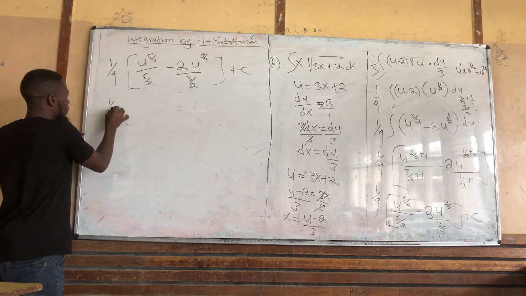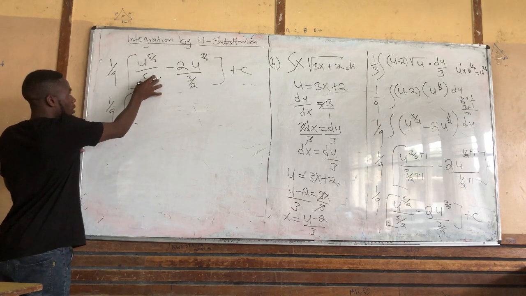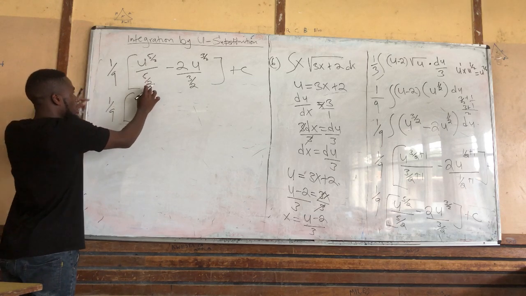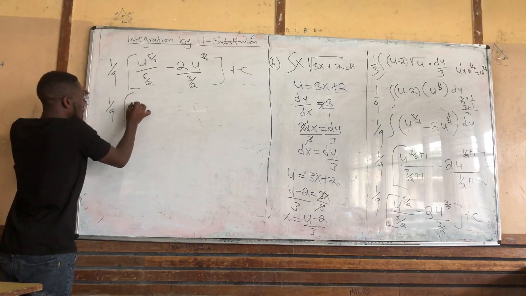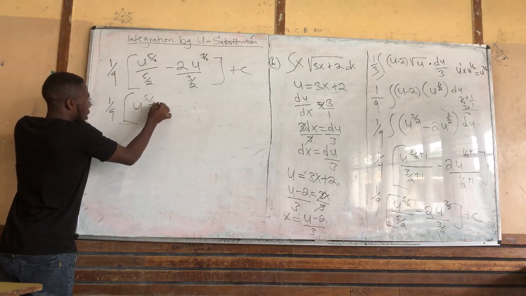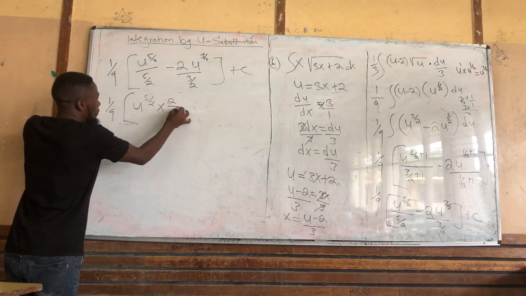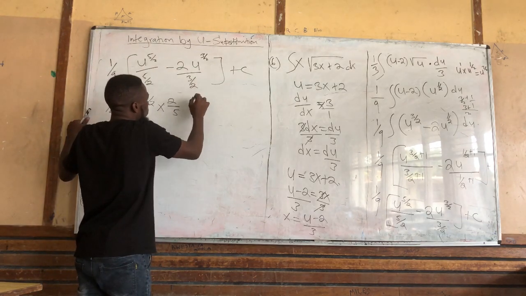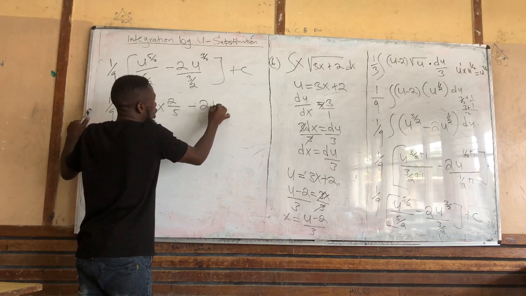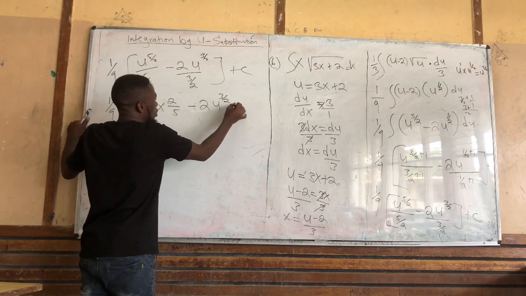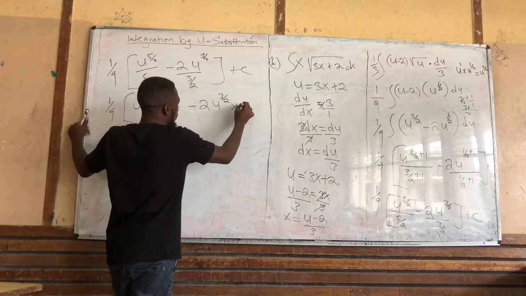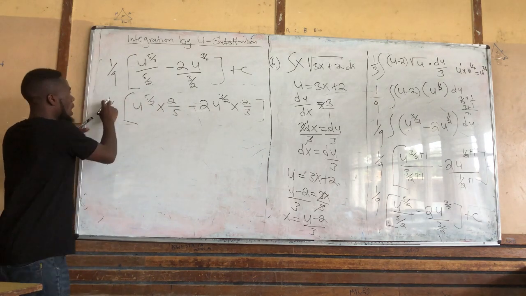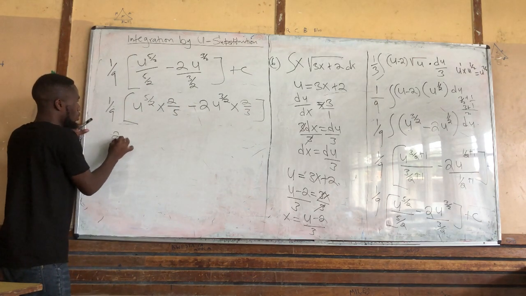So this is 1 over 9. What's the meaning of this? You're dividing u to the power 5 over 2 by 5 over 2, so if you want to multiply, this one goes down and this one goes up: u to the power 5 over 2 multiplied by 2 over 5. Minus the same thing here, 2 u to the power 3 over 2 multiplied by 2 over 3. So 1 multiplied by 2 is 2.